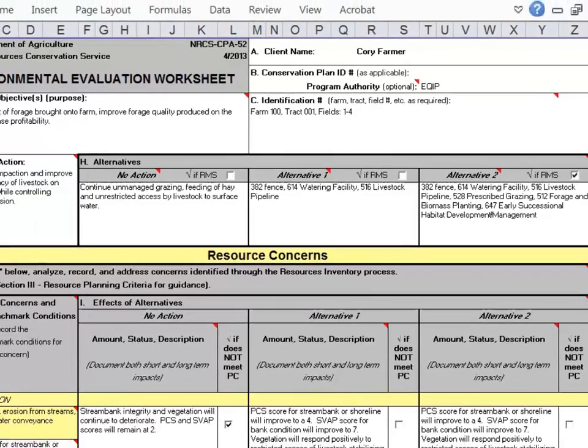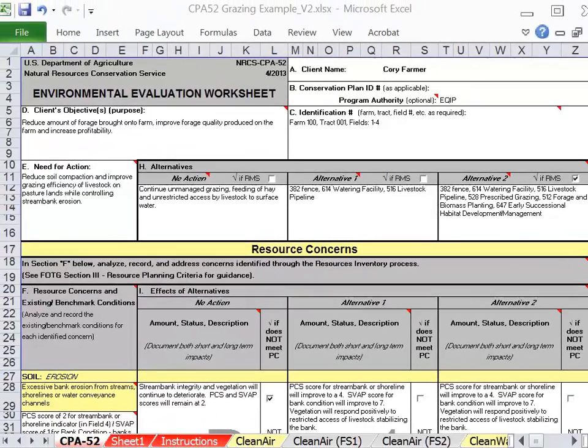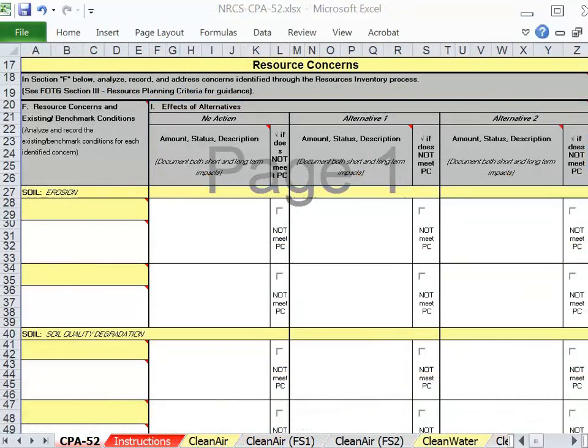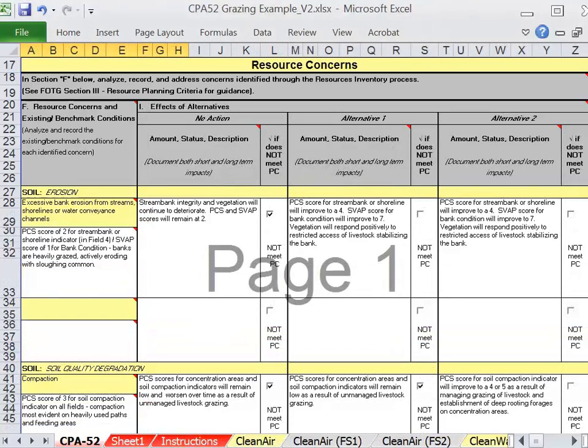In the following sections, I and J, evaluation of the alternatives were used to assess the projected impacts of the alternatives on benchmark conditions. In section I, Effects of Alternatives, planning criteria was consulted to see if the alternatives meet or do not meet the planning criteria threshold for a resource concern. A check was placed in the Not PC box to indicate that the resource concern does not meet planning criteria.